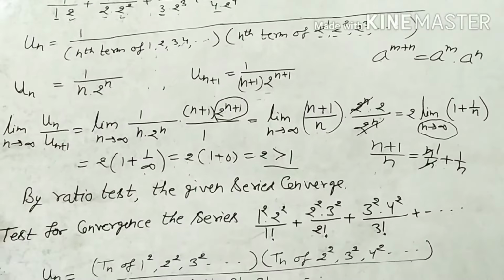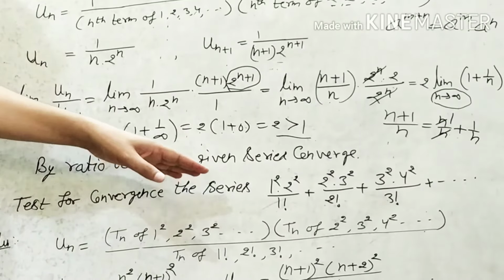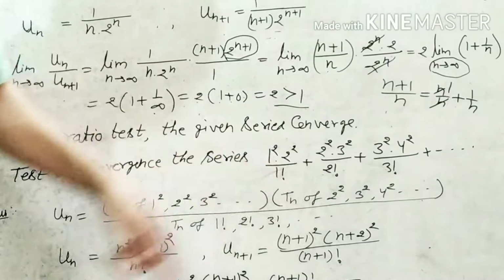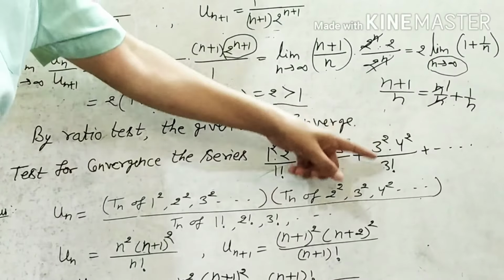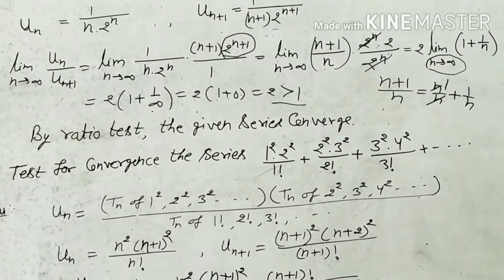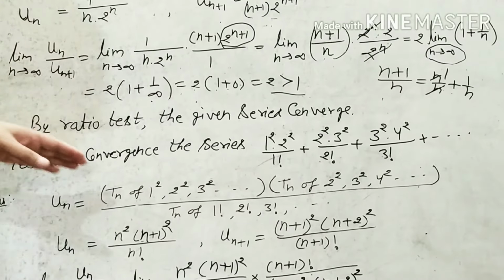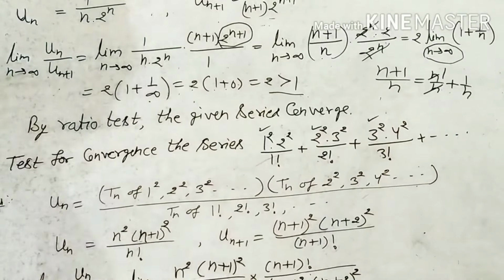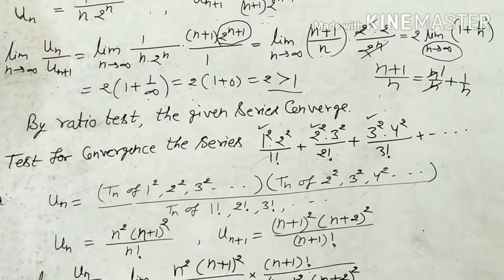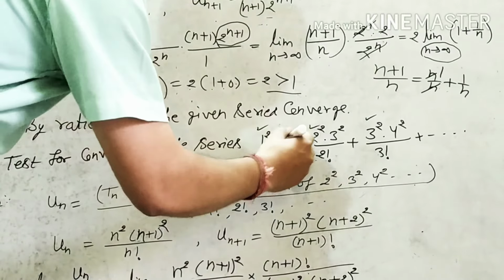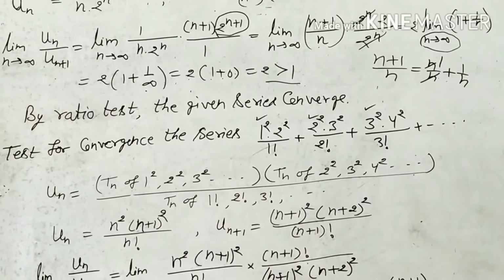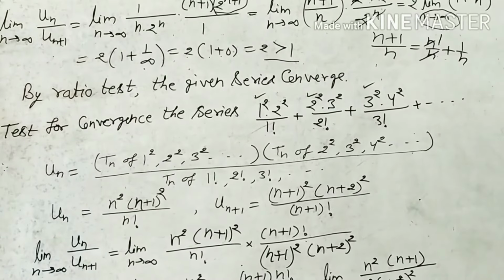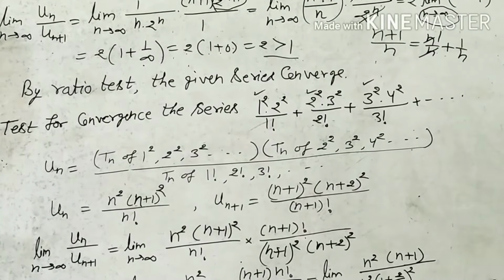Now another question. Test for convergence the series 1 square into 2 square upon 1 factorial plus 2 square into 3 square upon 2 factorial plus 3 square into 4 square upon 3 factorial plus and so on. Un will be the nth term. Take the first factor 1 square, 2 square, 3 square and so on; the nth term is n square. The second factor is 2 square, 3 square, 4 square; the nth term is n plus 1 whole square. The denominator is 1 factorial, 2 factorial, 3 factorial; the nth term is n factorial.